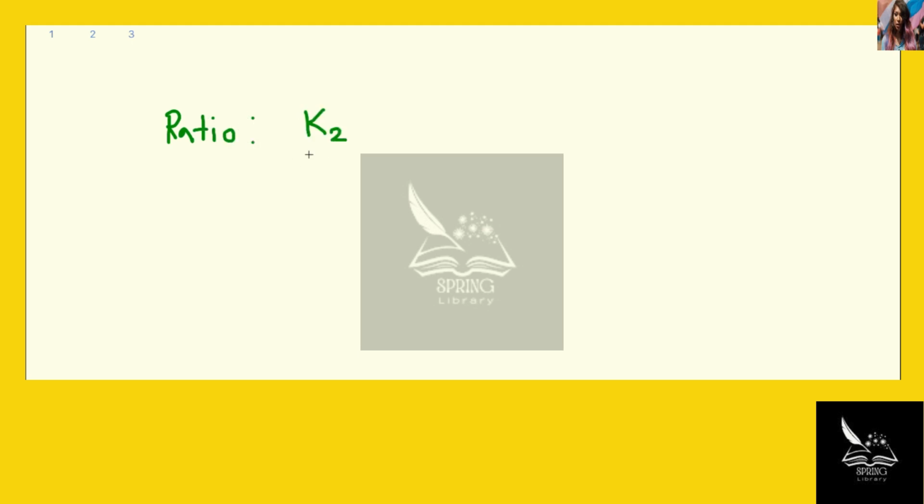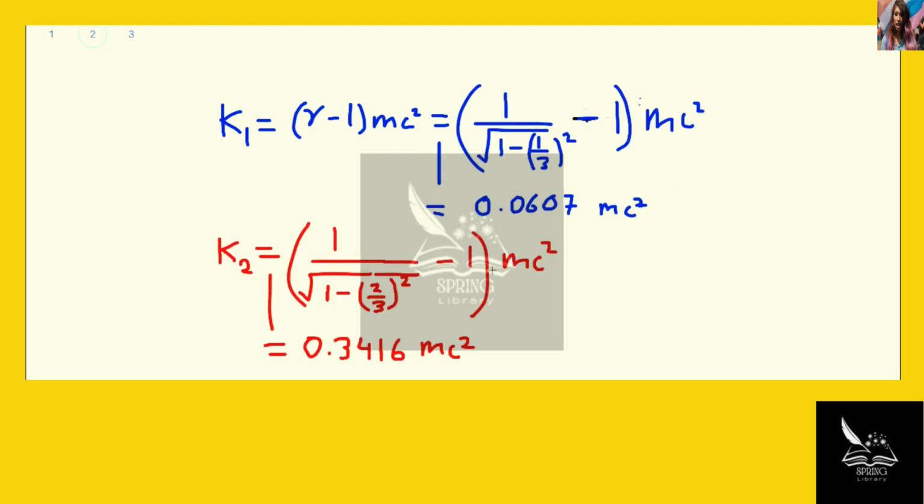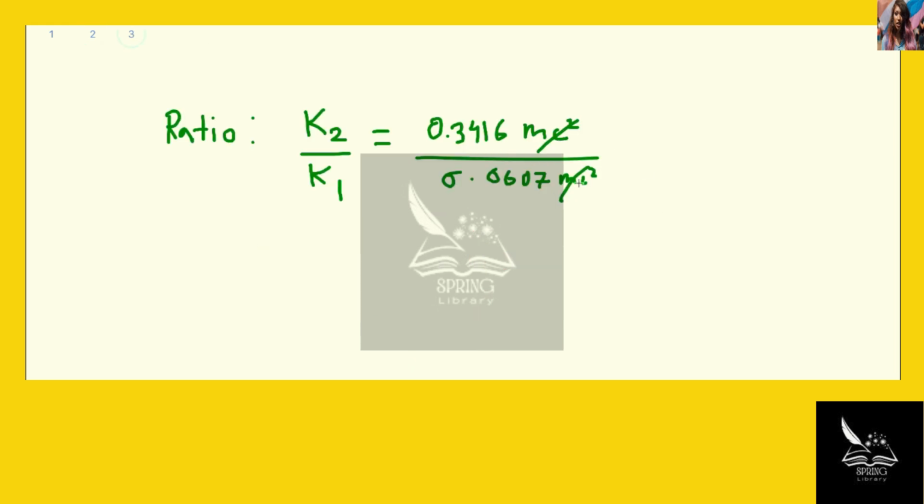Okay, now all you have to do is take the ratio of the second kinetic energy by the first kinetic energy, or new over initial. So K2 over K1, and that's equal to 0.3416 mc squared over 0.0607 mc squared. Your mc squareds cancel. This is why we carried that factor all the way through, so you don't have to worry about that at all. And this comes out to 5.6.